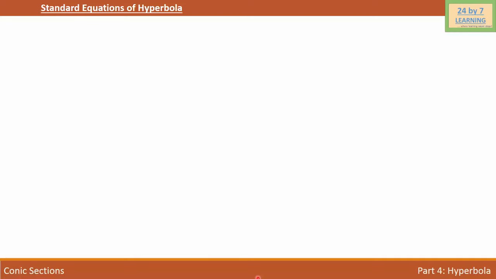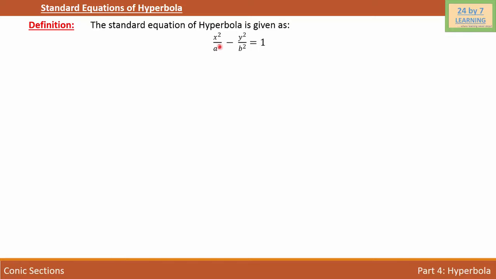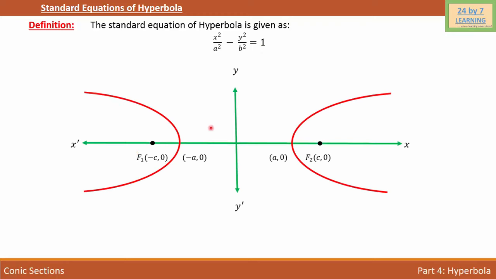Standard equations of hyperbola. So the first standard equation of hyperbola is given as x square over a square minus y square over b square is equal to 1. Now let's graph this hyperbola. And if we do that, we will get a graph something like this, where you can see x-axis is my transverse axis and y-axis is my conjugate axis.